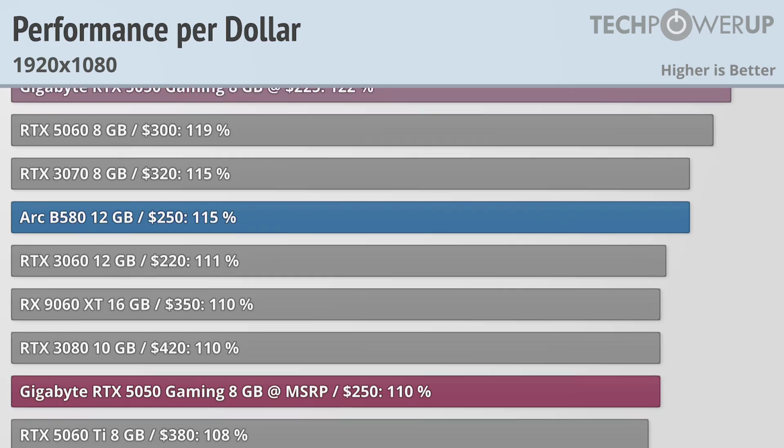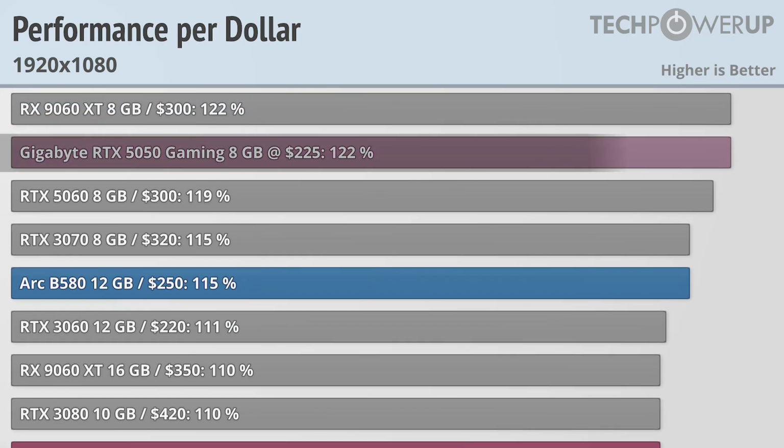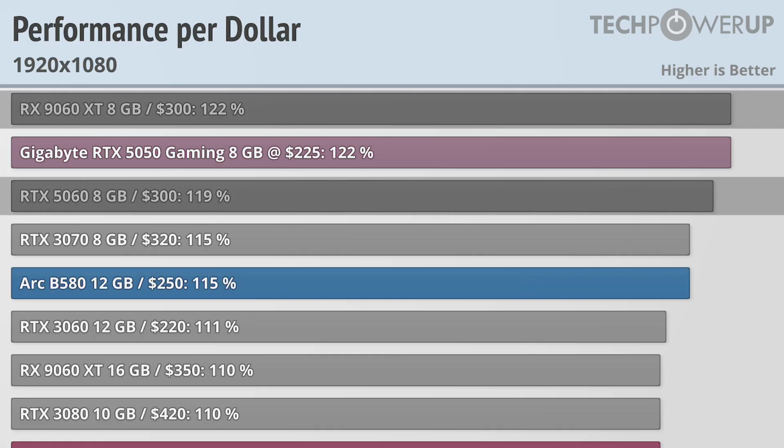In fact, you'd have to find this card at $225 to make this card the most value-oriented NVIDIA card, though even at that low price, it only matches the AMD RX 9060 XT 8GB. If you have only $250 to spend and you are looking for the best performance for your dollar, that is going to be the Intel Arc B580, though if you can swing it, the extra $50 for the 5060 or 9060 XT may be worth it.